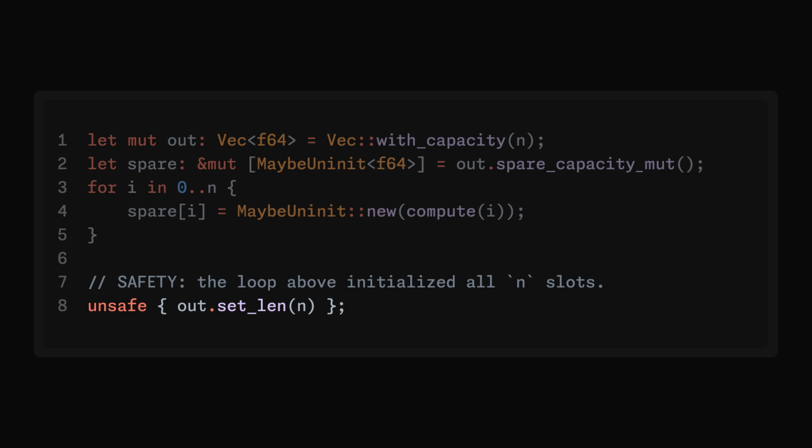The last step is to use an unsafe block to set the length of the vector manually. set_len tells the vector it now holds n real values, and you as the developer are guaranteeing every slot was actually initialized. If even one slot were still uninitialized, reading it would be undefined behavior.